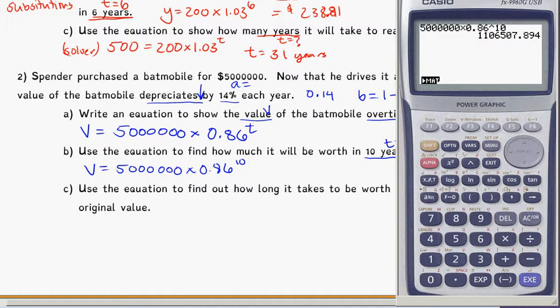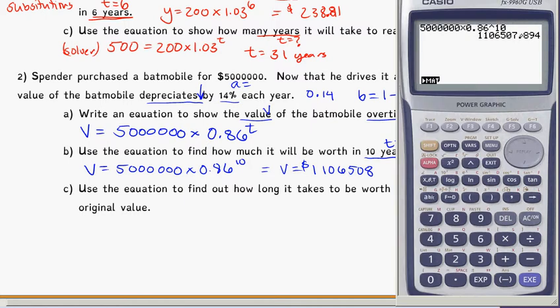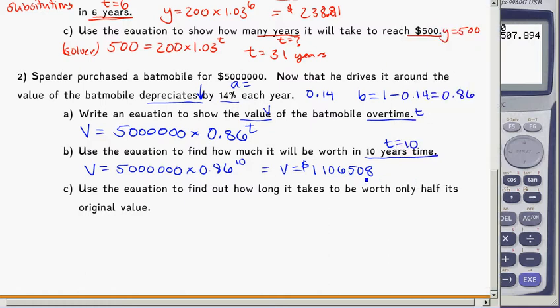So this value is going to be 1,106,507. We'll just round up to $508, because really the amount of cents that it's worth here is probably not very important, considering it's already over $1 million. So in 10 years' time, he's gone from a $5 million car down to a $1 million car.